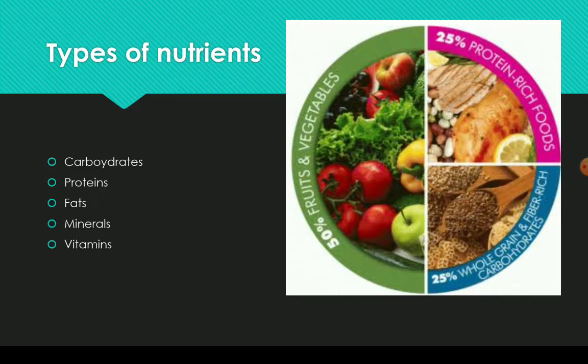Vitamins are needed for the normal functioning of various body processes like breathing. As you can see on the plate, I have inserted the pictures of carbohydrates, proteins, and fats. Carbohydrates, proteins, and fats are required in large quantities and hence are called macronutrients, whereas minerals and vitamins are required in very small, that is minute, quantities, hence they are called micronutrients. So, let's continue.